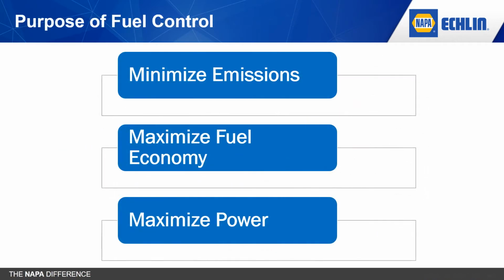Let me start by explaining why mass airflow sensors are important in today's vehicles. The purpose of fuel control is to minimize emissions, maximize fuel economy, and maximize power. Using a network of sensors and actuator outputs, the ECM can maintain the desired air-fuel ratio for all operating conditions. Most of the time, a desired air-fuel ratio is 14.7 to 1. But, at times, a richer or leaner mixture is needed. Cold start enrichment mode, decel enleanment mode, and power enrichment are all examples of this.